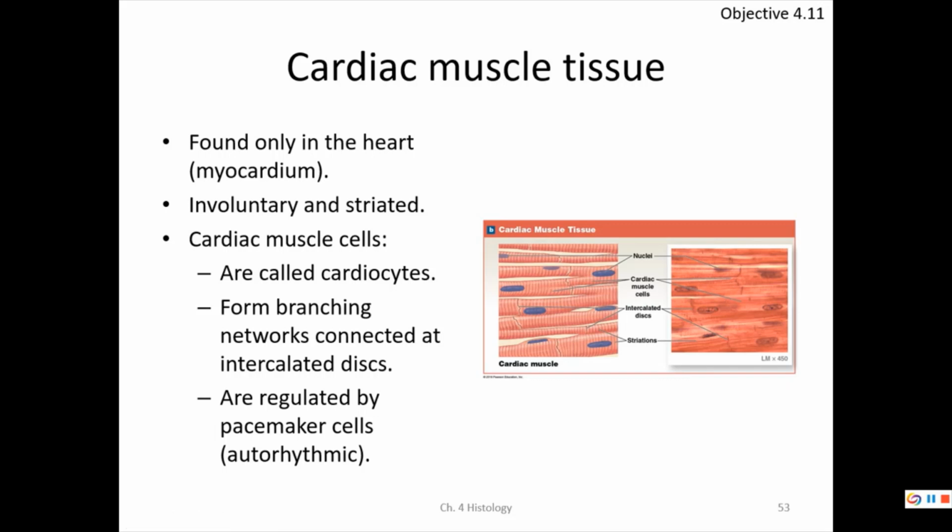They're regulated by what's called pacemaker cells or an autorhythmic cell to make them beat. They don't need the brain to tell them to beat, but they will use the nervous system to slow them down or speed them up, as we'll find later on, especially near the end of AMP1 and in AMP2.